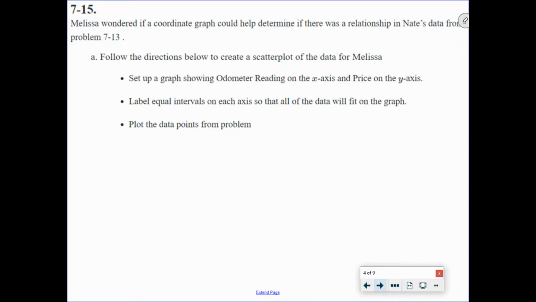Melissa wondered if the coordinate graph would help determine if there was a relationship in Nate's data from problem 713. So follow the directions below to create a scatter plot of the data for Melissa.